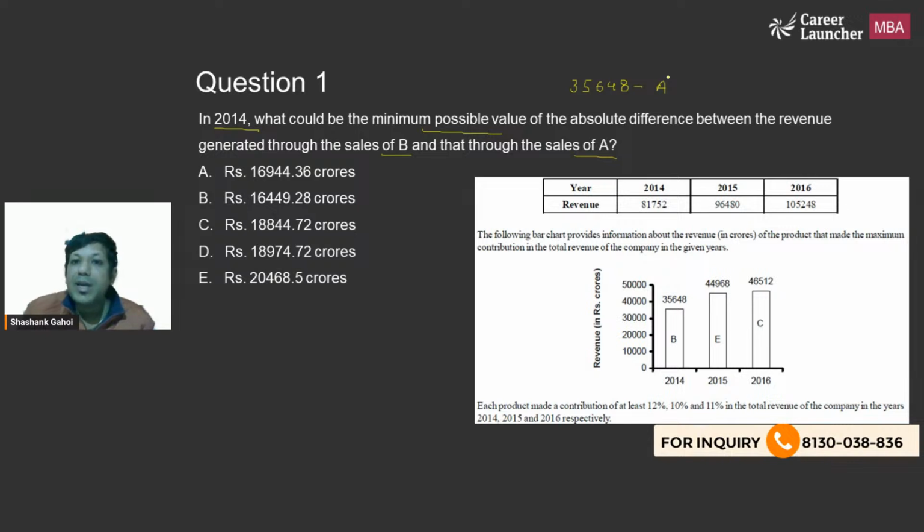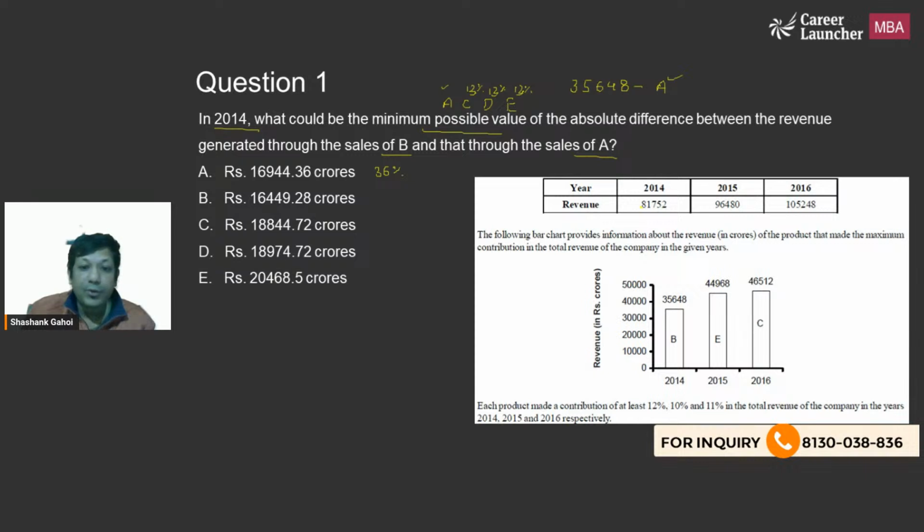To minimize the difference, it means I need to maximize the value of A, right? So if I need to maximize the value of A, I already know the value of B, then I have A, C, D, E. Now I need to maximize this, it means I need to minimize these three values, and it says the contribution is at least 12%. So 12% of this, 12% of this, 12% of this, right? So what I'm going to get is 36% of the total revenue.